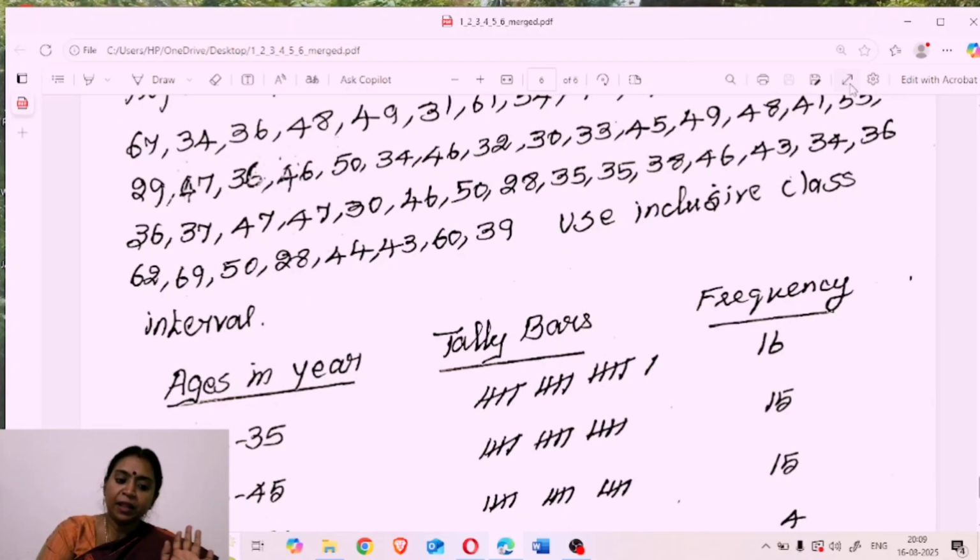Okay, if the numbers fall in 26 to 35, say 16 numbers were there. For 4 numbers you put a stroke, and for the 5th number you put a cross over them. Like that you can make them. They are called tally bars. It is very simple, without any formula. We are just adding and keeping the total value. It is called a frequency table.